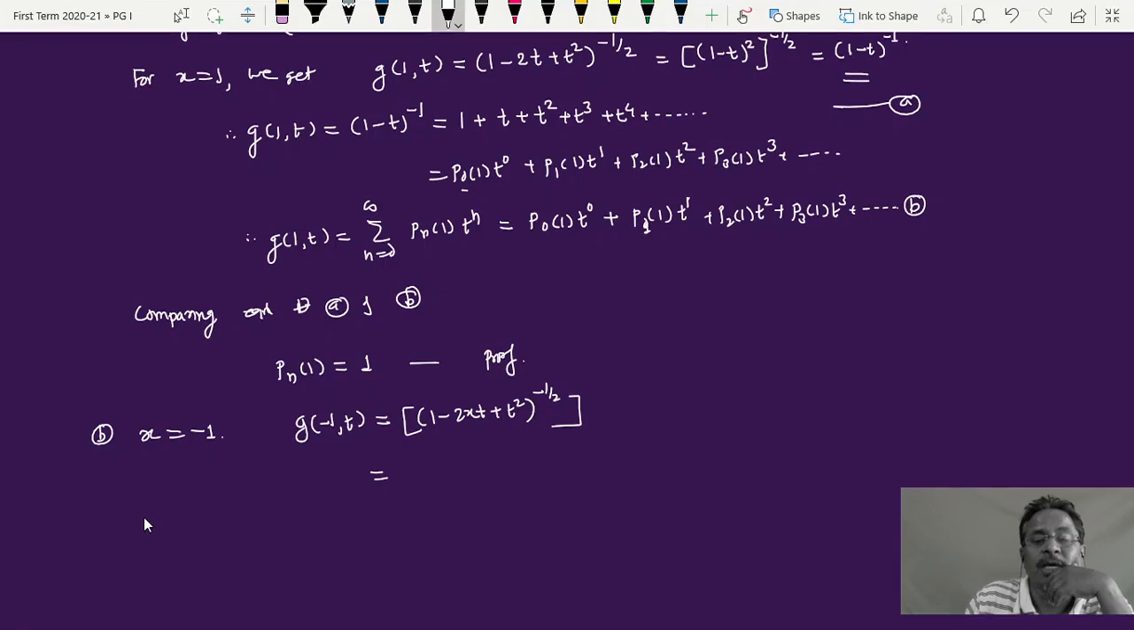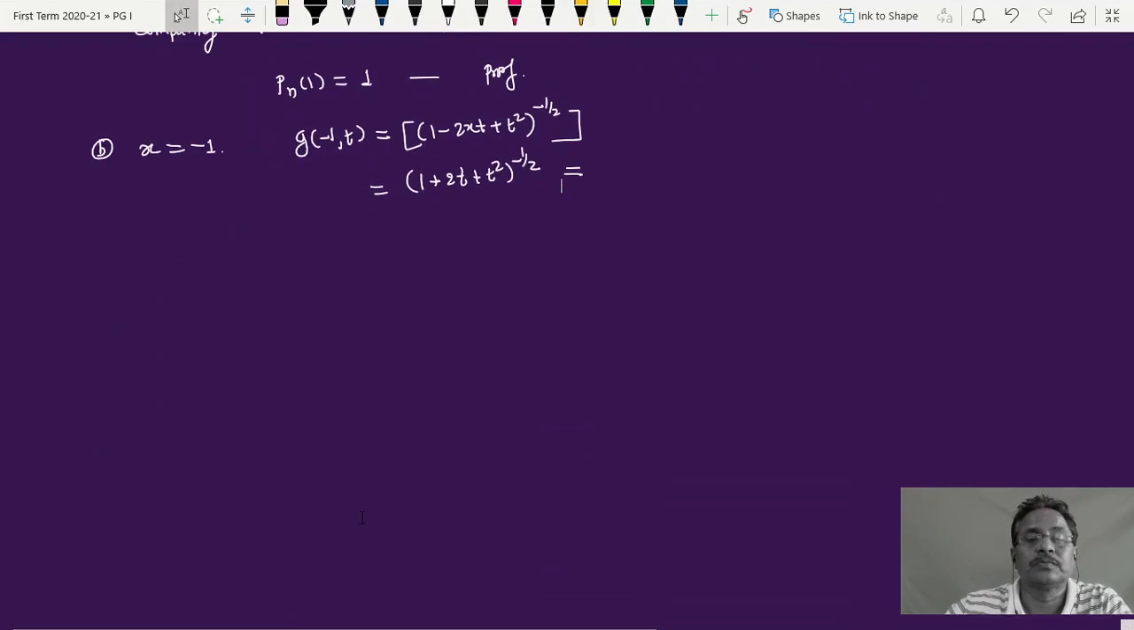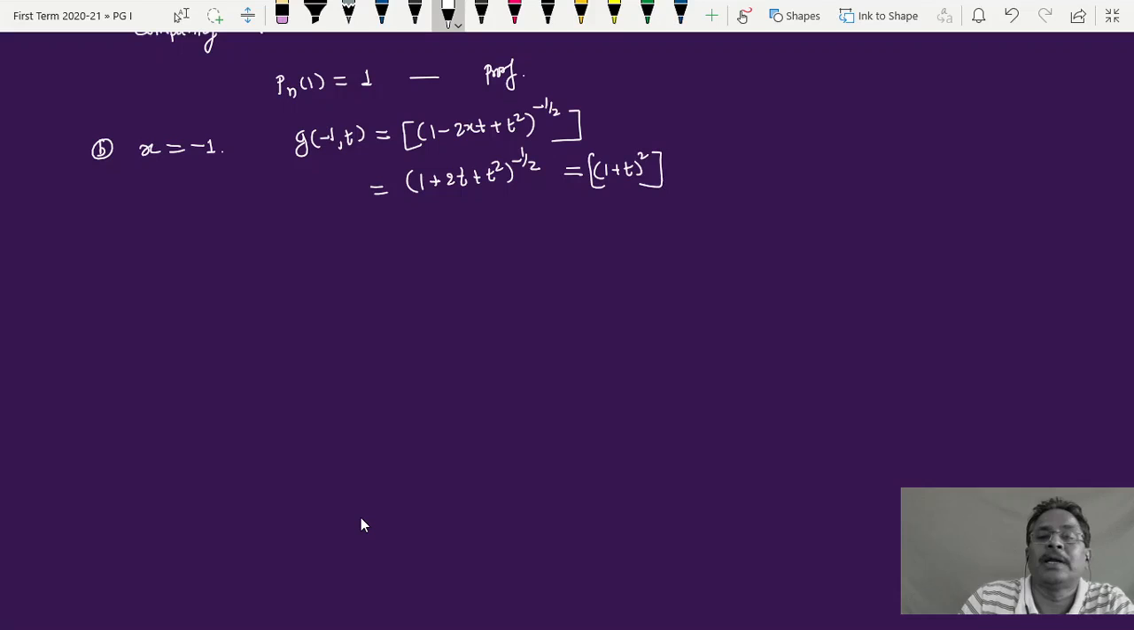So put x equal to minus 1. This gives me 1 plus minus 1 into minus 2, which is plus 2, so it is 2t plus t square raised to minus half. Actually this bracket was not needed. That is equal to 1 plus 2t plus t square, which can be written as (1 plus t) square, and the entire bracket raised to minus half. Again the 2 and minus half will get cancelled, and I'll get this expression as (1 plus t) raised to minus 1.